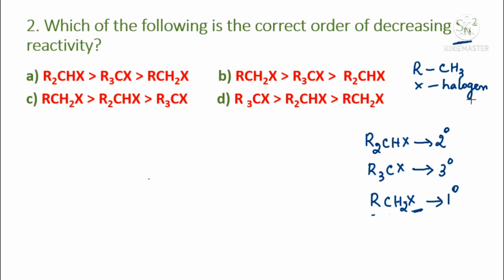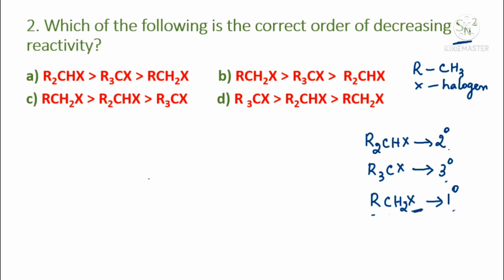This SN2 mechanism normally takes place first in the primary alkyl halide, and then comes the secondary alkyl halide, and then the tertiary alkyl halide. So you should choose an option in such a way that the primary alkyl halide is the first compound, which undergoes SN2 mechanism very fast. Where we have the primary alkyl halide, here we have RCH2X, and here also we have RCH2X. So from these two options we should check the final one. Where we have the secondary alkyl halide R2CHX, here we have R2CHX, but here we have the tertiary alkyl halide. So the option will be C.